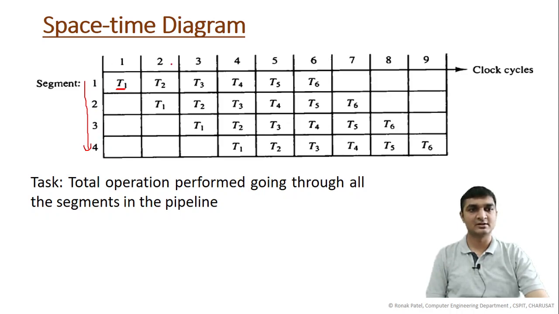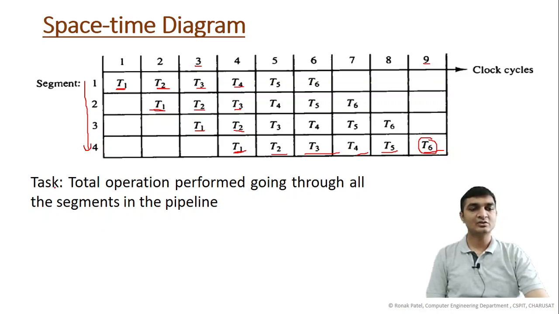Now at the second clock pulse, when task T1 is in the second segment, task T2 can be placed in segment 1, right? In the next clock, T1 is in the third segment, T2 is in the second segment, and T3 is in the first segment. In the fourth clock pulse, you will get the first output, that of T1, right? Your task T1 is over at the fourth clock. T2 is in the third segment, T3 is in the second segment, and T4 is in the first segment. Now after that, once task T1 is over, at each clock pulse you will get a result, right? And at the 9th clock pulse, all the 6 tasks are over.